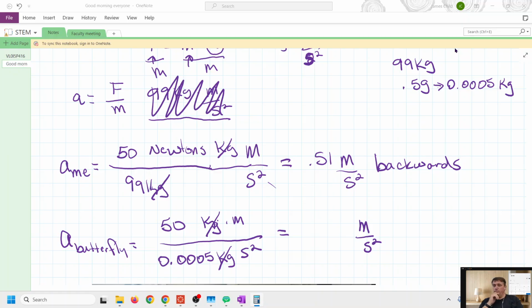So the butterfly had an acceleration of 100,000 meters per second squared, and in what direction? Well, it would have had the direction of my motion, right? Because its acceleration was so much greater, it was being dragged along with me, so that was in my forward direction. Okay? Hope this makes sense.